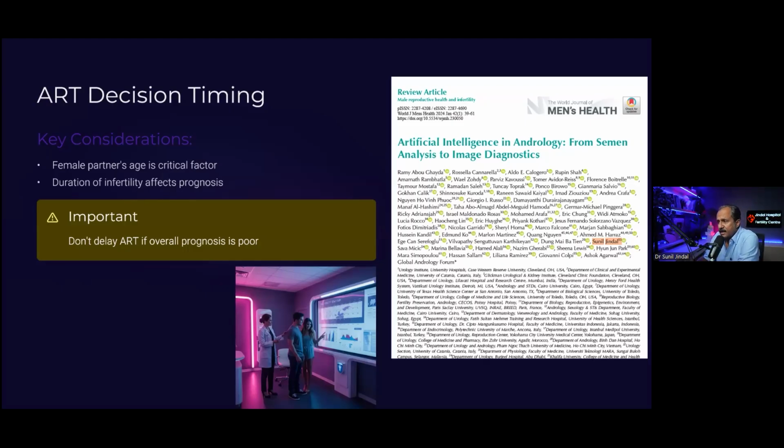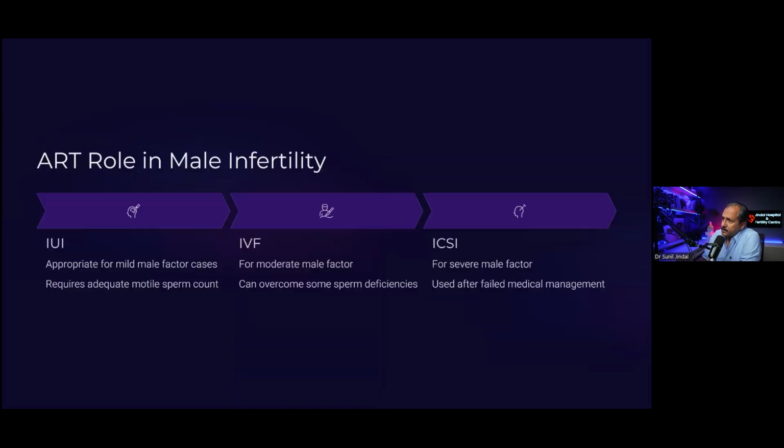So, please don't delay ART, which means supposing there's a man with a poor sperm count and the wife's age is 35, AMH is low. You just can't sit down and think you'll start treating this patient and this male for a long time. So the gap time needs to be very important and you've got to be very cautious about it. So ART role: IUI for mild male factor, IVF for moderate, ICSI for severe factor.